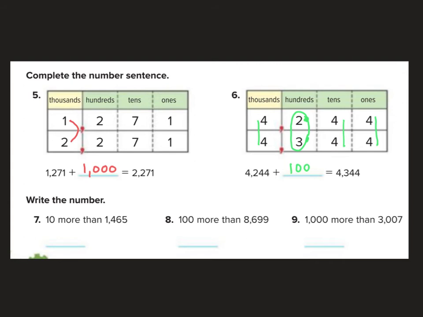Okay, so over here, number 7 says, what is 10 more than 1,465? So I'm going to increase the tens place by 1. So it's going to be 1,475. Okay, number 8, well, it's 100 more than 8,699. I'm going to look at that 600, and it's going to become 700. So we'll have 8,799. What's 1,000 more than 3,007? Changing that thousands place, so now we're going to have 4,007.